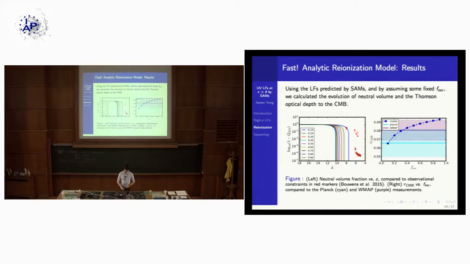That's obvious. And using this result, we also calculated the Thomson optical depth, which is shown on the right. And we find that with an escape fraction around 0.1, the optical depth best agrees with the Planck 2015 measurement, which is also in agreement with many other theoretical studies.